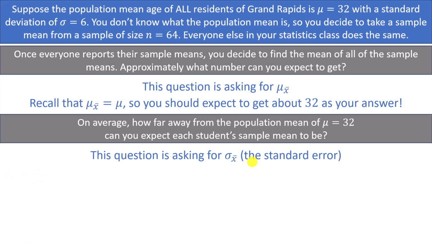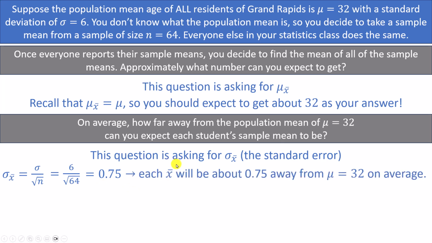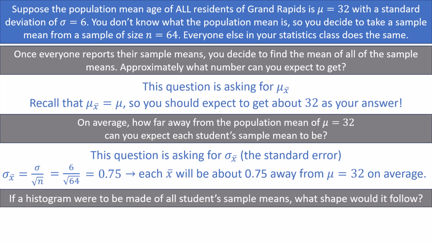We said on the previous slide we can calculate this value by taking the standard deviation of our initial variable, which we know to be 6, and dividing by the square root of our sample size, which we know to be 64. We can take 6 divided by the square root of 64, which is equal to 0.75. That means that each sample mean is going to be about 0.75 away from the true population mean of 32 on average.